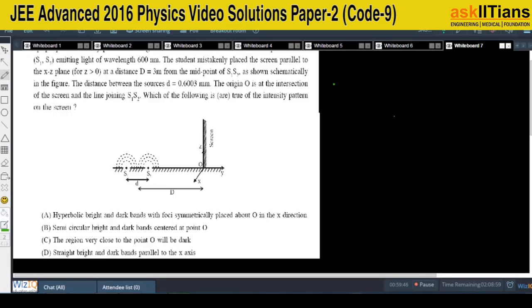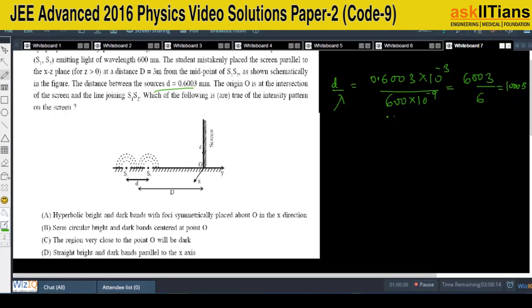So we know that d by lambda, that is equal to 0.603 into 10 to the power minus 3 upon 600 into 10 to the power minus 9, since lambda is 600 nanometer. So finally we get 6003 divided by 6. Solving this we get 1005. So from this part, d by lambda is approximately 1000.